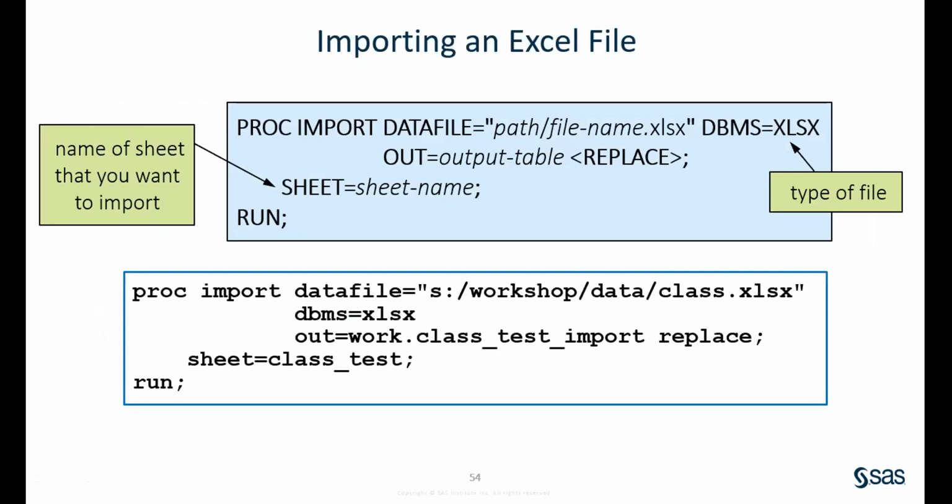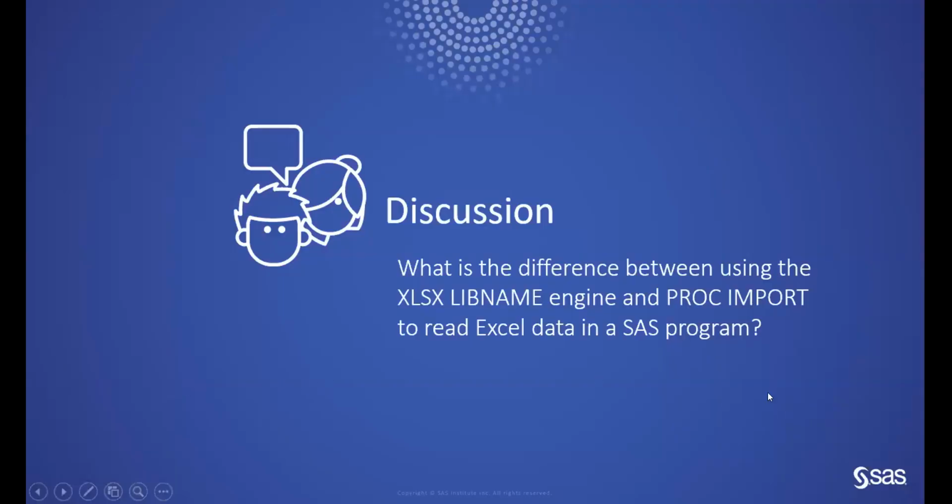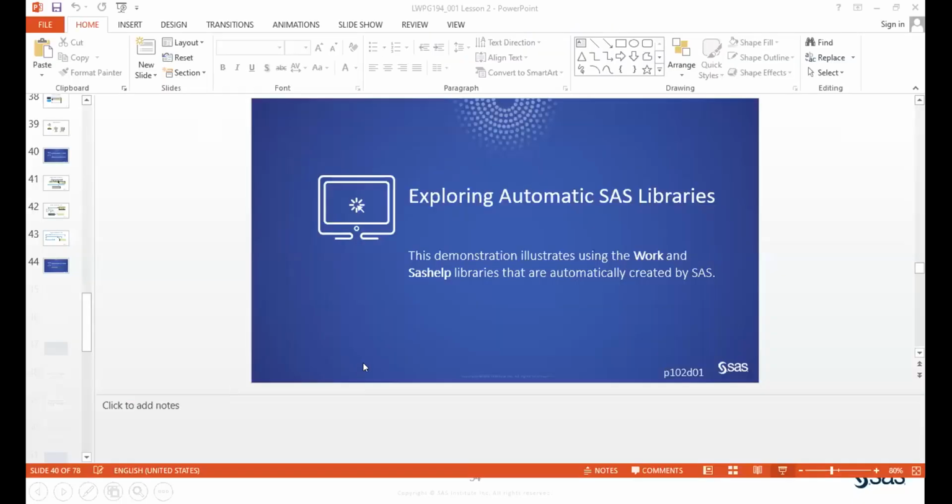When you are importing an Excel workbook and you want to read a specific worksheet, you can also provide a sheet equal to statement and give the sheet name. So only that sheet can be imported. So try this code, simply copy this. I'll give this code, but change the path, okay? So you change the path.